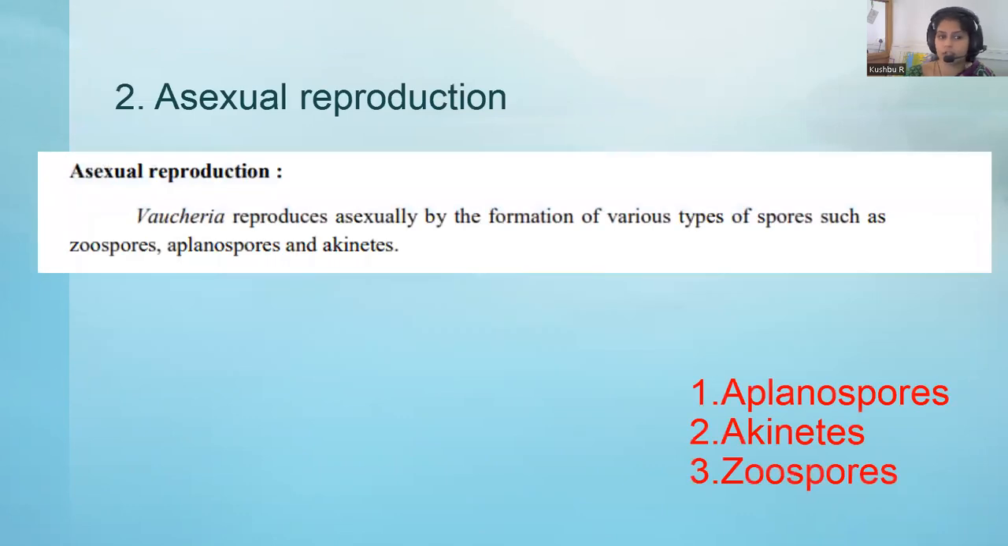In case of sexual reproduction, there are three important types of spores that are produced by the organism. These spores are namely aplanospores, akinetes, and zoospores.